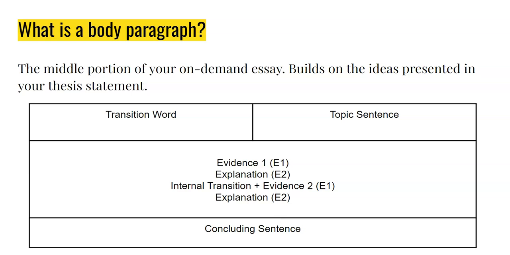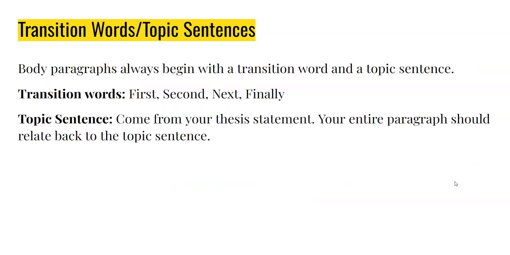Moving forward, we're going to talk about each part of the body paragraph in a little bit more detail, starting with the beginning, which is the transition word and the topic sentence. We want all of our body paragraphs to begin with a transition, and these can be really simple. Words like first, second, next, and finally are all examples of transition words that you might use at the beginning of a body paragraph. Obviously, if it's the first body paragraph, a great transition word to use would be the word first. If it's the second body paragraph, you might begin with second or next. If it's the third body paragraph, or maybe even the conclusion, you could begin with finally.